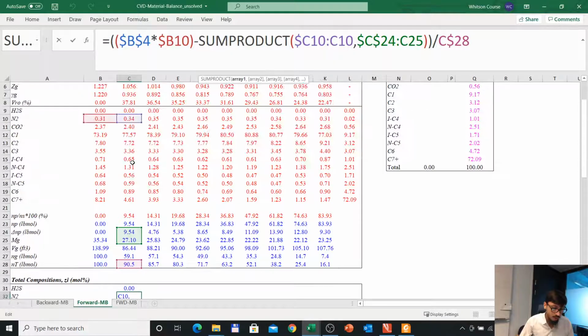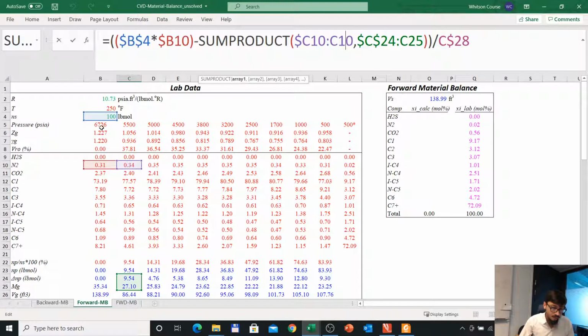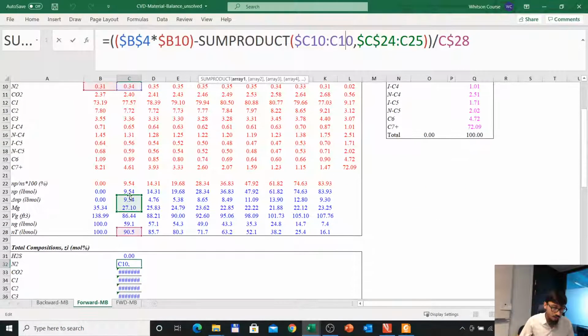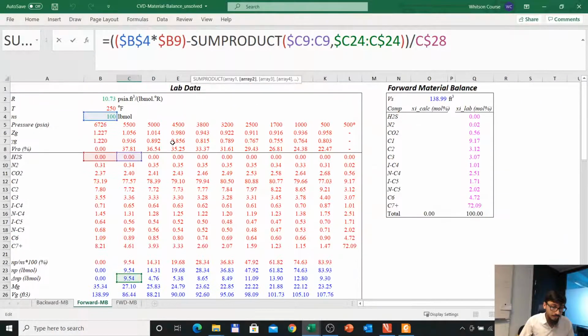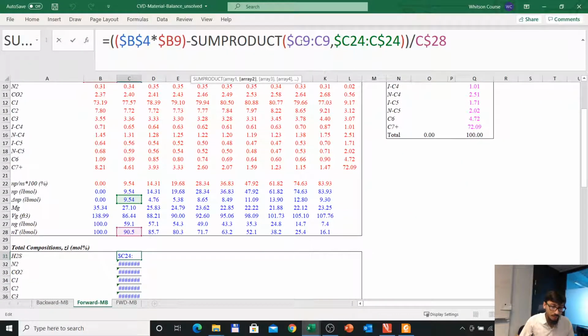So this one is working correctly. This one is not working correctly. This is okay. So there is something wrong when we have this delta NP, C24. So C24. Okay, so we should have fixed that.